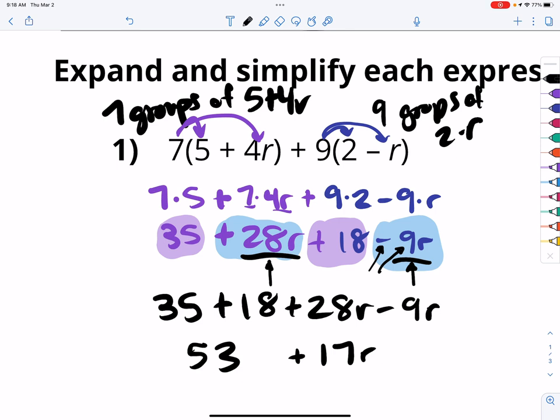Actually, I did some miscalculations there. 18 minus 9 is actually going to be 19. Sorry. Apologies. So that's 15 plus 19r.